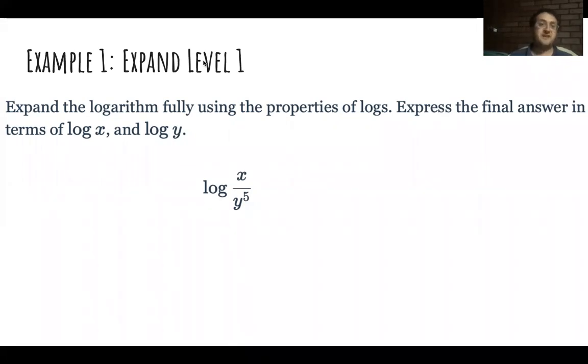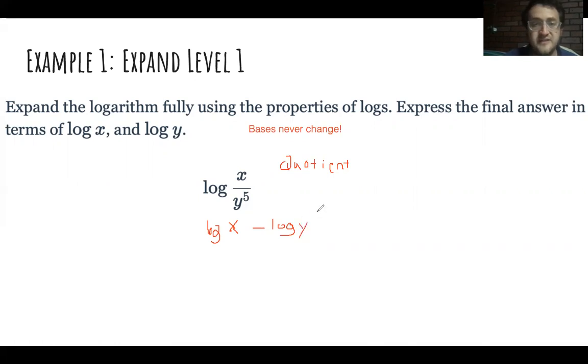One thing that is always true with expanding and condensing problems is that the bases never change. So this is a log base 10, just simply log. And this is obviously going to be a quotient rule. So I could write this as log of x minus log of y to the 5th.